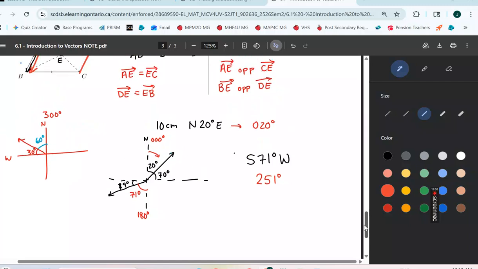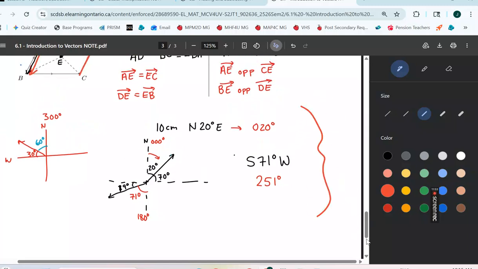Okay. And that's pretty much it. This was more of a specific example, but we'll address that later. It's just talking about opposite vectors.